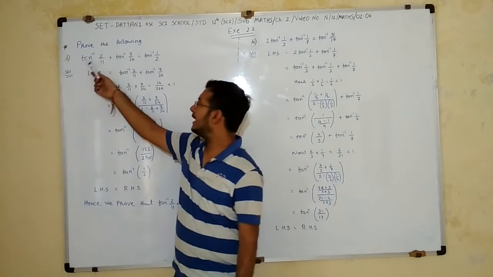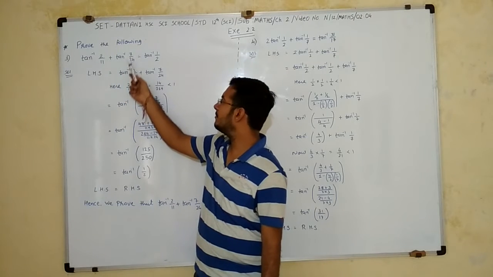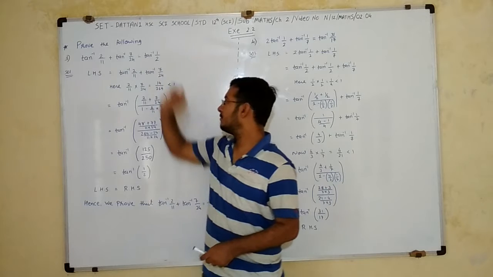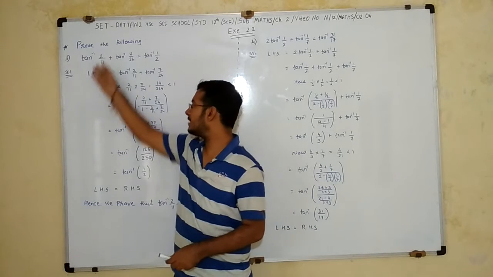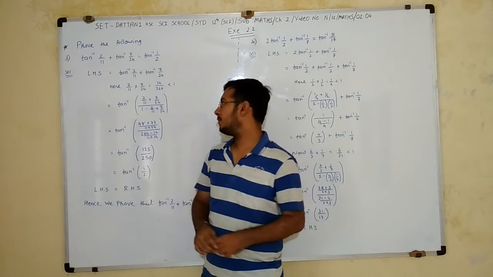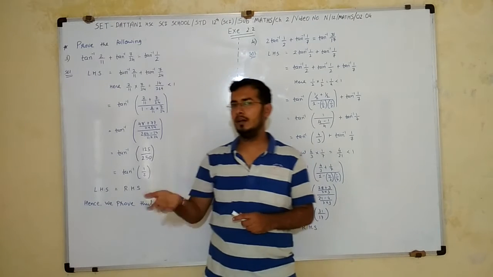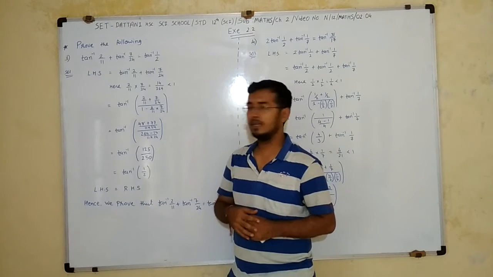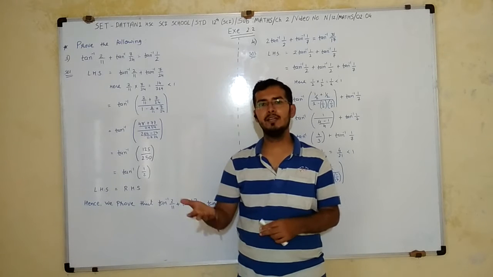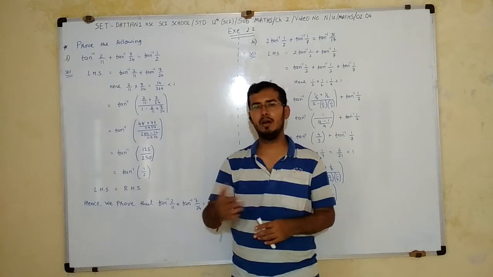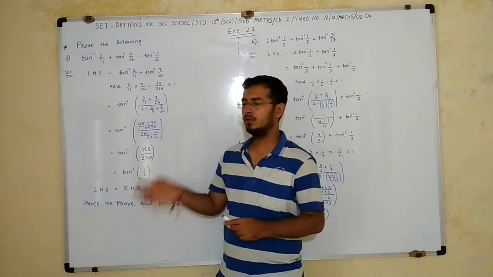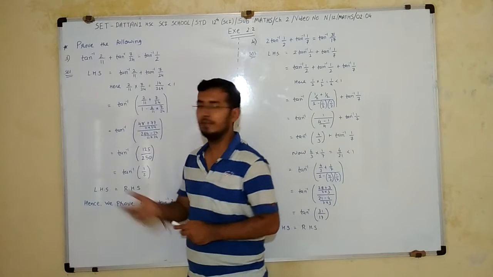Question number 3. Tan inverse 2/11 plus tan inverse 7/24 is equal to tan inverse 1/2. We have to prove this. So first we take the left hand side. LHS is equal to tan inverse 2/11 plus tan inverse 7/24. We have a formula we learned in the previous lecture, that tan inverse x plus tan inverse y has 3 cases: if x into y is less than 1, equal to 1, or greater than 1. So here we check first x into y.